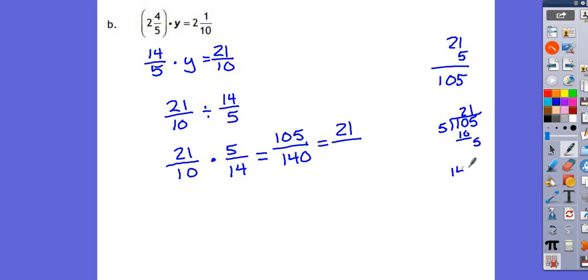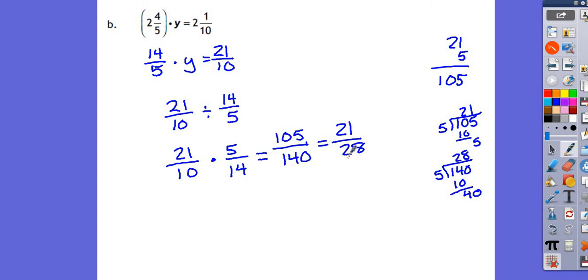I can divide 140 by 5. 5 goes into 14 2 times. 4's left over, bring down the 0. 5 into 40 goes, having a brain fart, 8 times, so 28.